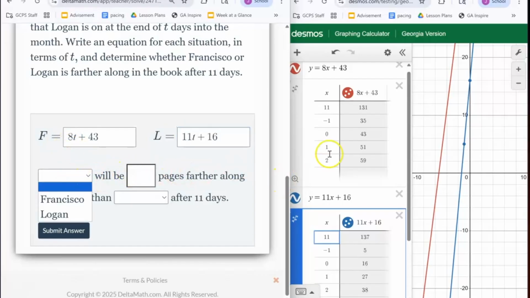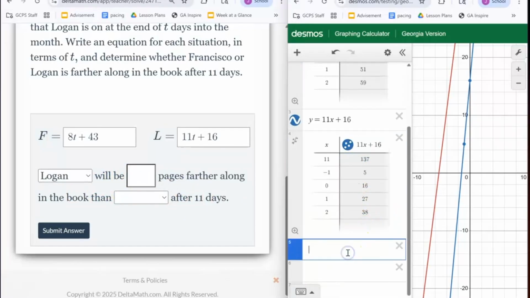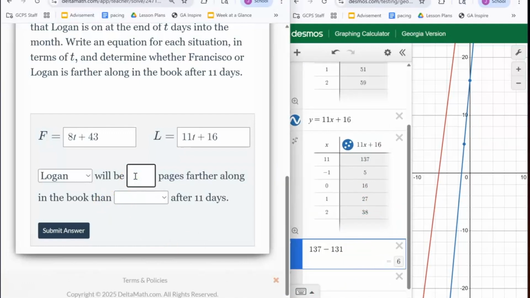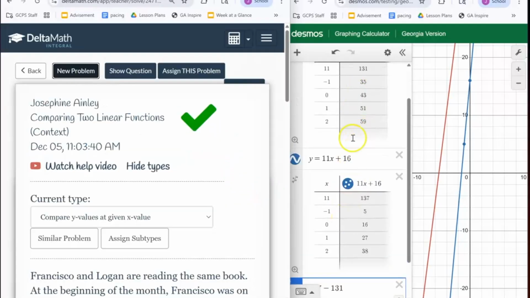Someone will be further. Okay, so at 11 days, Francisco is at 131. Logan at 11 days is at 137. Okay, so Logan is further. So Logan will be how many pages further? So 137 and 131. He will be 6 pages further along in the book than Francisco after 11 days. So this one, not only do you need to write the equation, but you need to evaluate it so you can compare it. All right, last one.